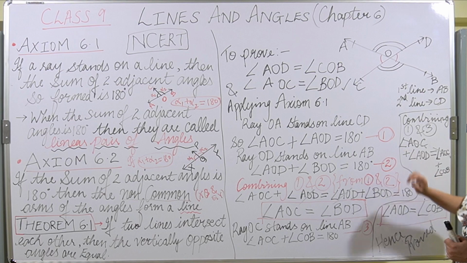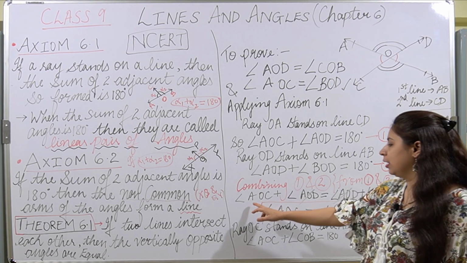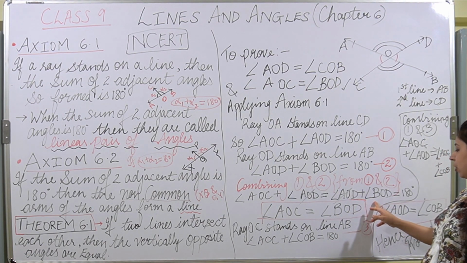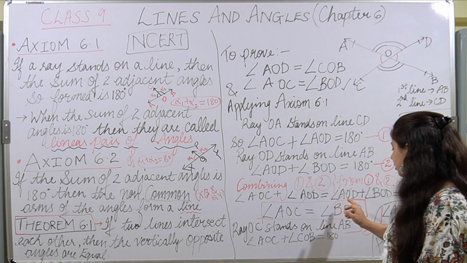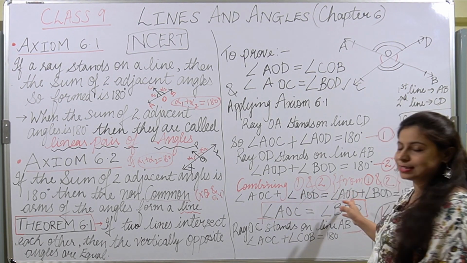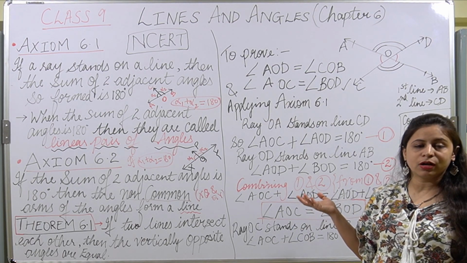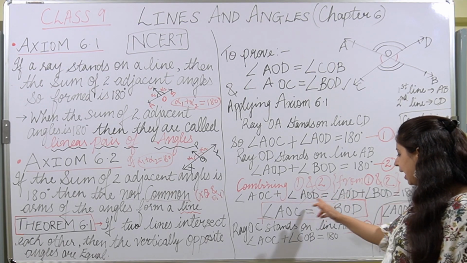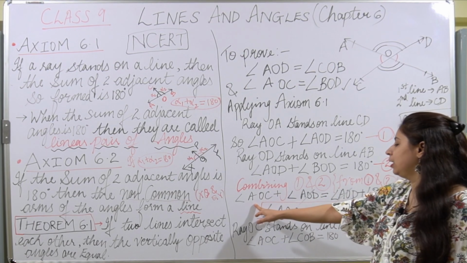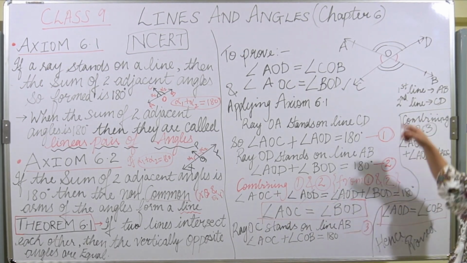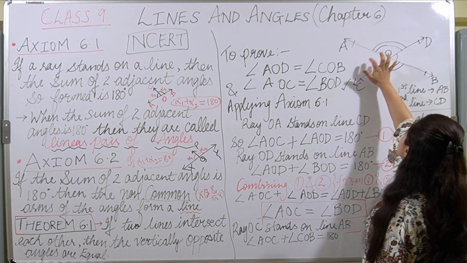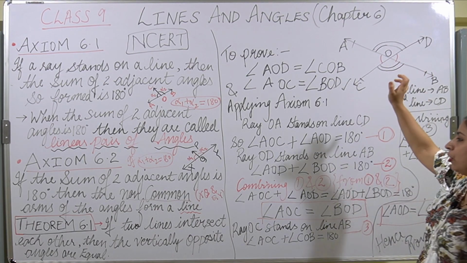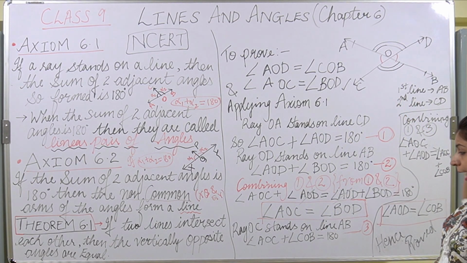Then combining 1 and 2, I got angle AOC plus angle AOD is equal to angle AOD plus angle BOD. Since AOD is common, when it goes to the other side it comes with a negative sign, so it gets cancelled. So I am left with angle AOC equal to angle BOD, and this forms my first pair of vertically opposite angles.